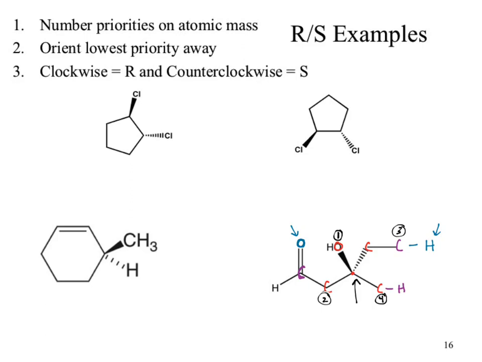If I look at this structure, the thing that becomes tricky on this one, where is the lowest priority located? At 4, it's in the plane of the paper. To assign R and S, that must be moved or oriented in such a way that it is away from the viewer. That means we're looking at the molecule from the wrong direction and we would have to make an adjustment. This is where it requires rotating the structure.